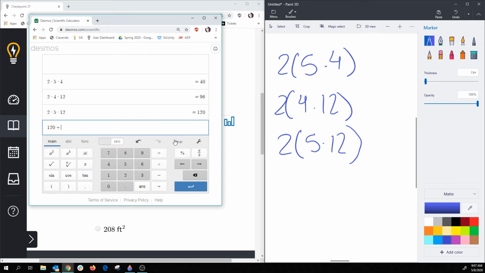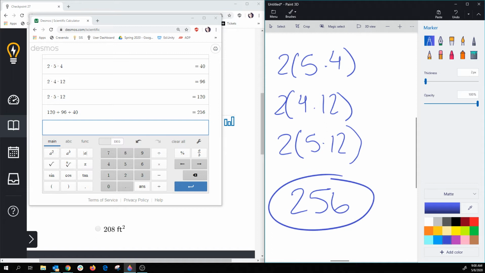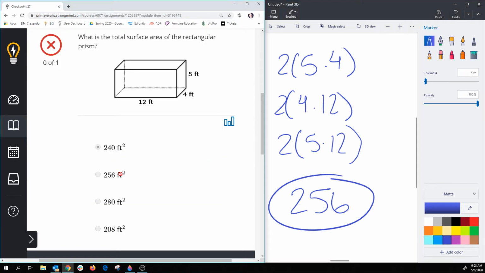So 120 plus 96 plus 40, which gives me 256. So the surface area of this prism would be 256 feet squared.